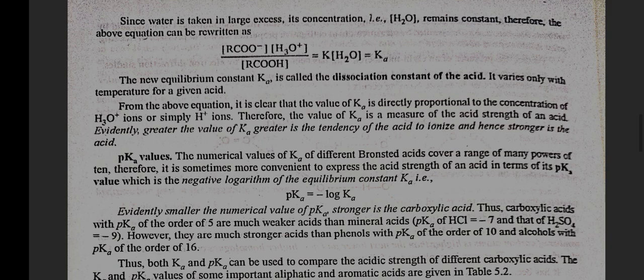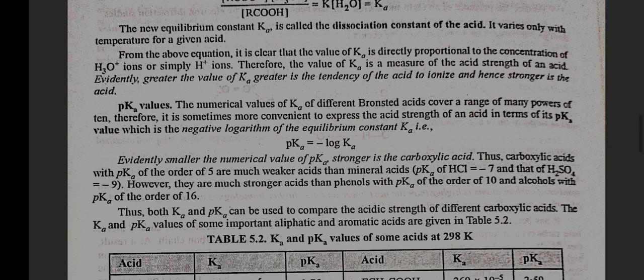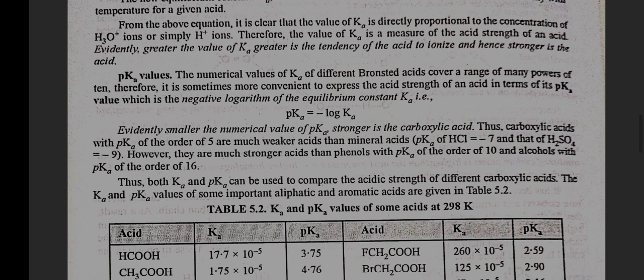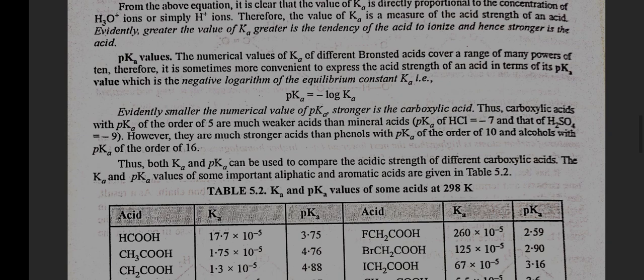From the above equations, it is clear that the value of Ka is directly proportional to the concentration of H3O⁺ ions, or simply H⁺ ions. Therefore, the value of Ka is a measure of the acid strength of an acid. Evidently, the greater the value of Ka, the greater is the tendency of the acid to ionize and hence the stronger is the acid.